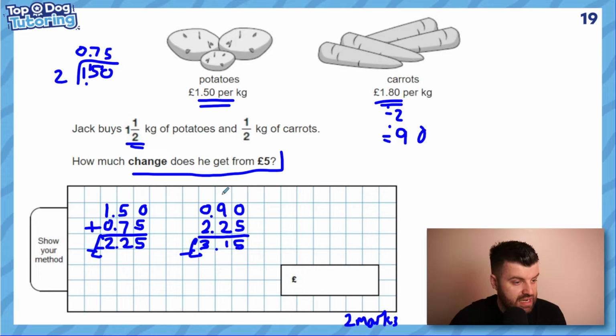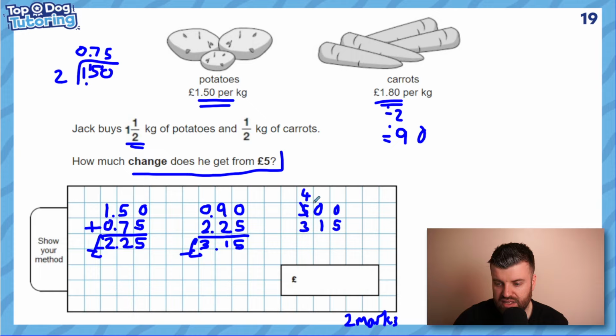£3.15. That's the end of the question, right? Because I've done two things. No! Don't get trapped. 2 marks doesn't always mean exactly two things. It means at least two things. We've got to do something else. How much change did I get from £5? Again, if you're unsure how to count on, you can simply use the column method and do some double exchanging. So I'm going to use it without decimals for now, just so I don't get confused.